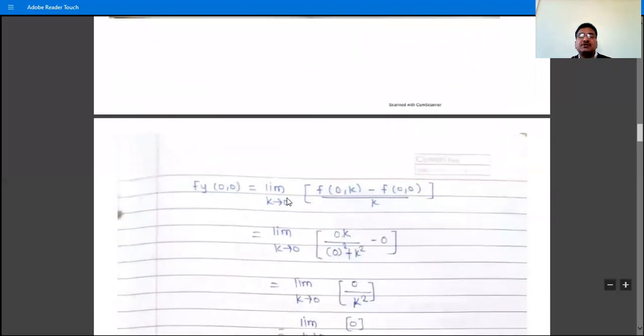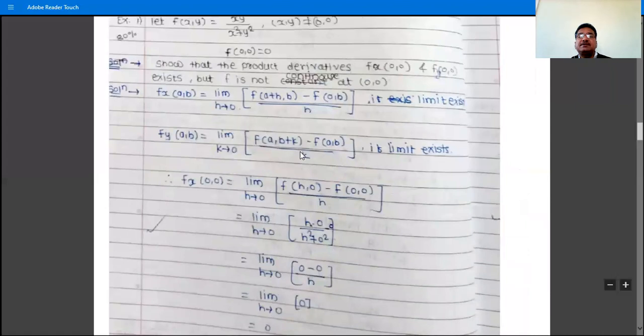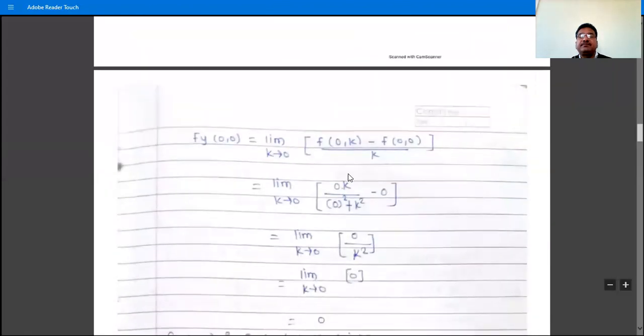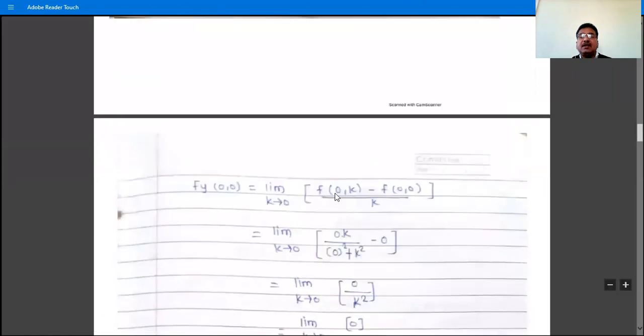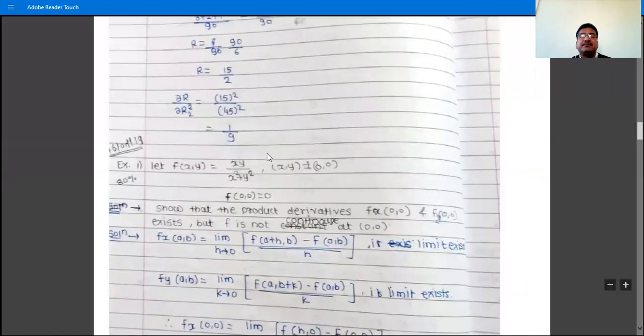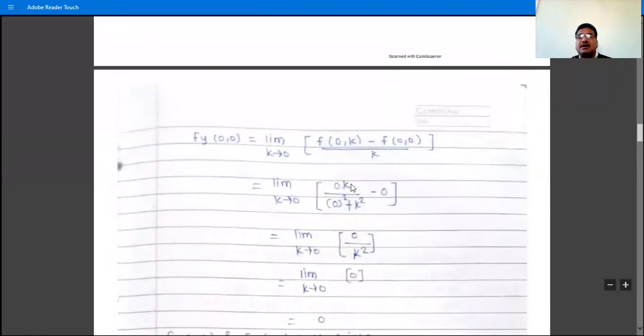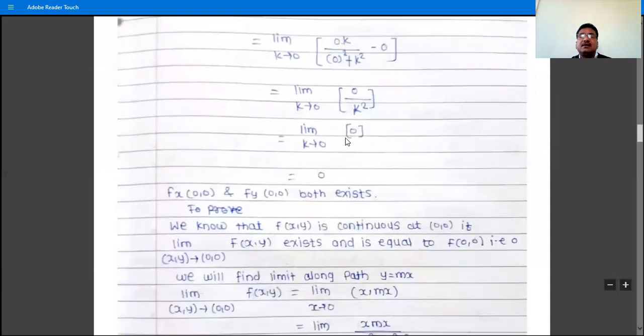And then f_y(0, 0): take this definition and substitute a and b as 0. We have this. Then f of 0, k is 0 into k divided by 0 plus k square by using this definition. Substitute x as 0 and y as k. We have this right here, divided by k, and then we have the answer here. This is 0, and this is 0 by k, not k square, 0 by k. 0 by k is 0 and the limit of 0 is 0.